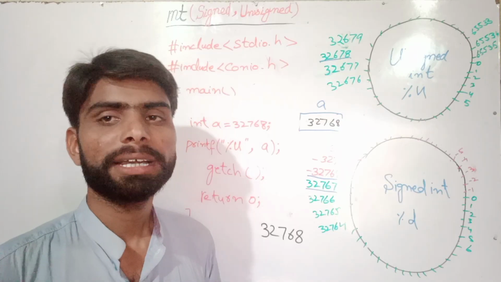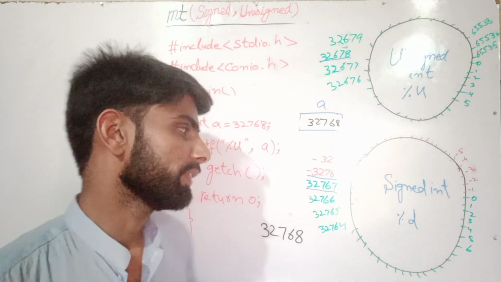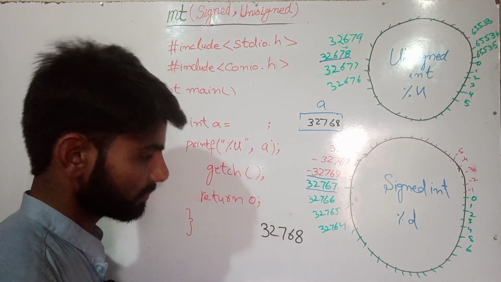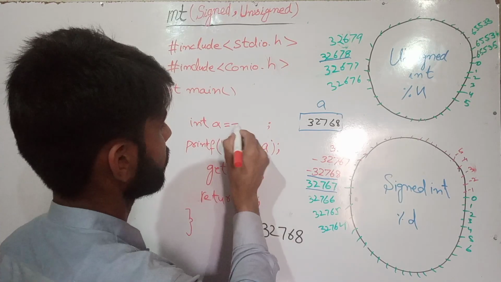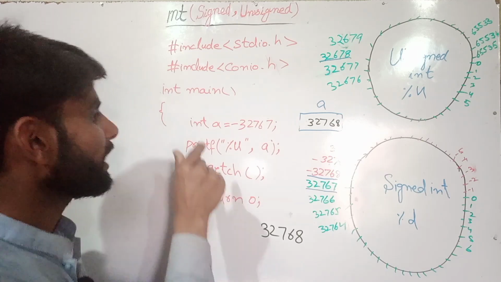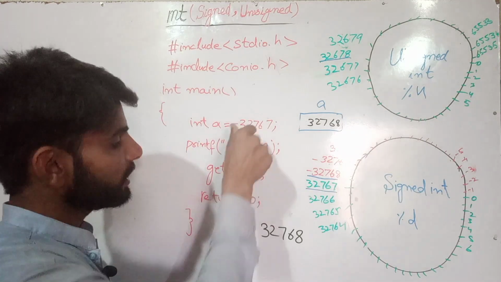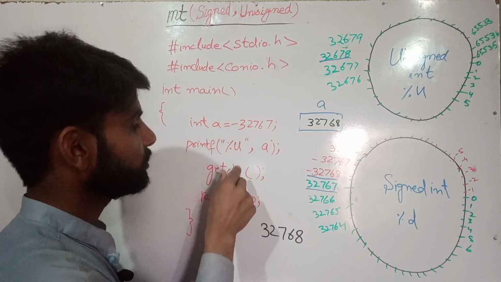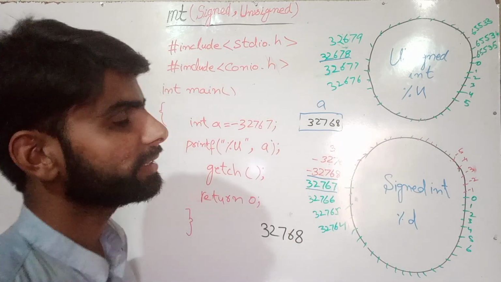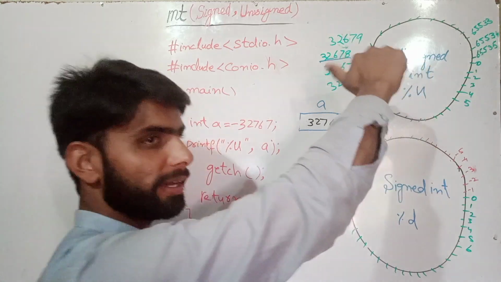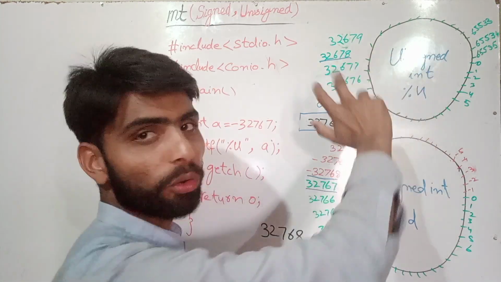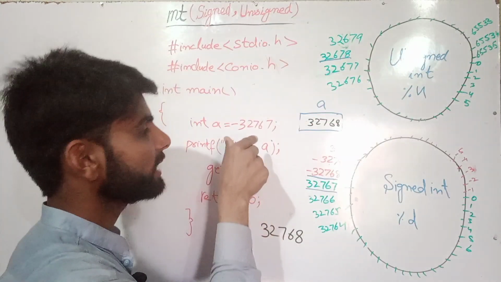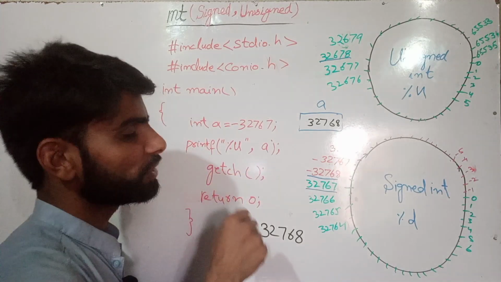So now we will take another example to understand it, right? If you assign a negative value to an unsigned int, that is not in the range, right? Because unsigned int has only positive values, but you have declared a negative value here, so what will happen?